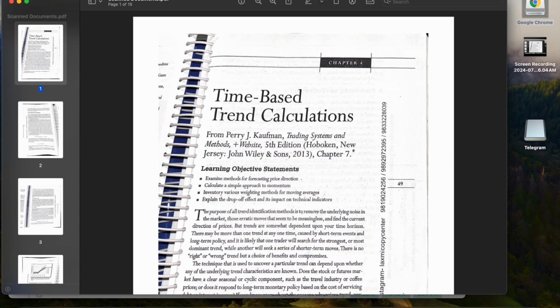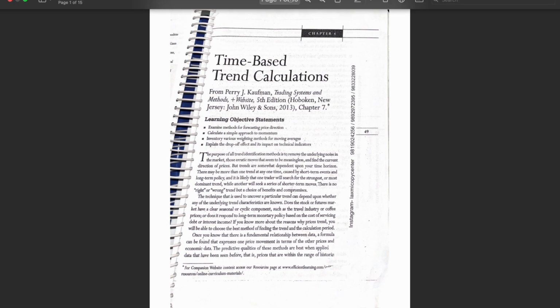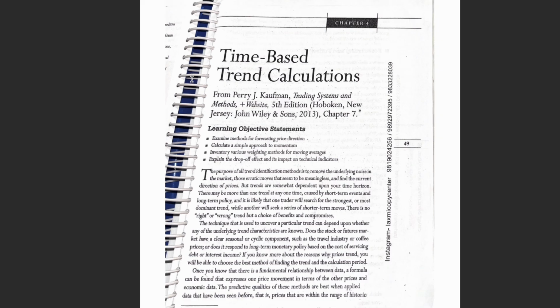We will be beginning with Chapter 4 of CMT Level 2, and the name of the chapter is Time-Based Trend Calculations. This chapter is more or less based on calculation, so it involves a lot of statistics, but we'll try to read the entire chapter, and we'll also go over the formulas which might be tested in the exam.